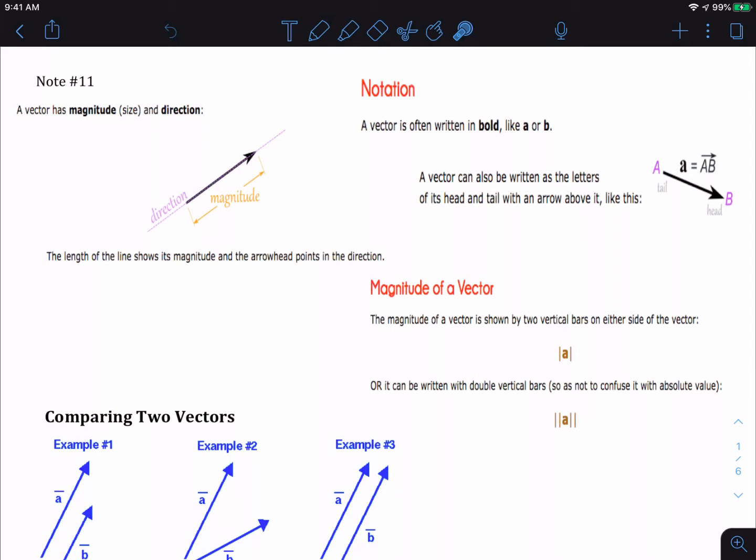All right, so today we're on notes 11. Finally got this thing to work. And we're going to be talking about some terminology.